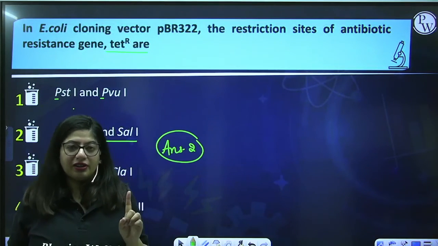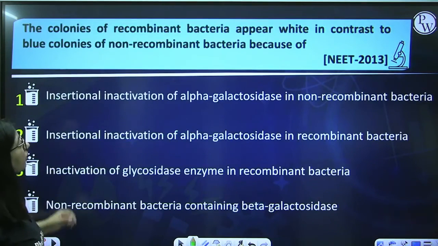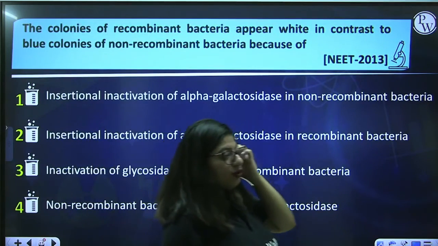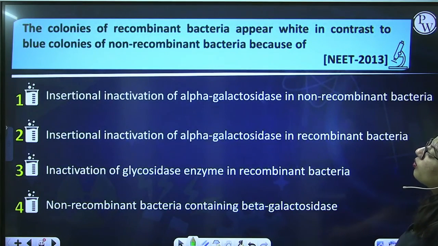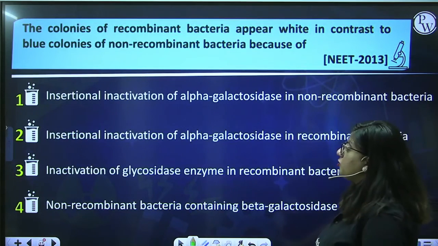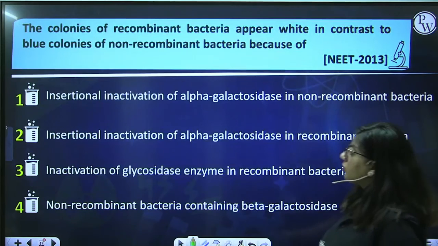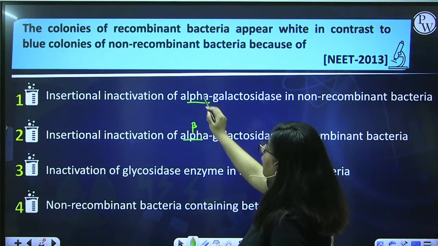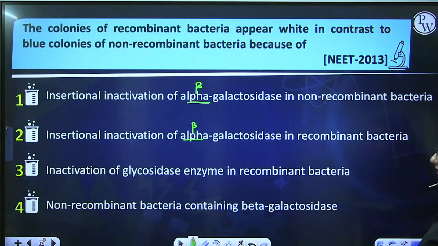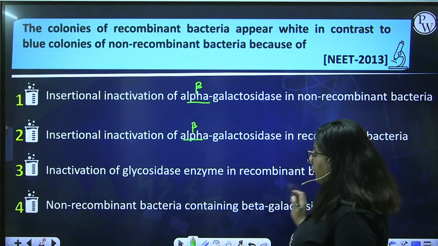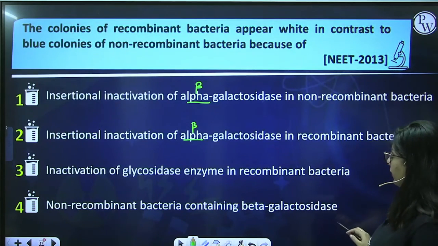Whereas PvuI is present in the ampicillin resistance gene. Next. The colonies of recombinant bacteria appear white in color in contrast to blue colonies of non-recombinant bacteria, because of insertional inactivation of alpha-galactosidase in recombinant. They were supposed to write beta, but they have written alpha here, so that's a mistake they have made, but don't worry. There is inactivation of the galactosidase enzyme in recombinant bacteria, while non-recombinant bacteria contain beta-galactosidase.